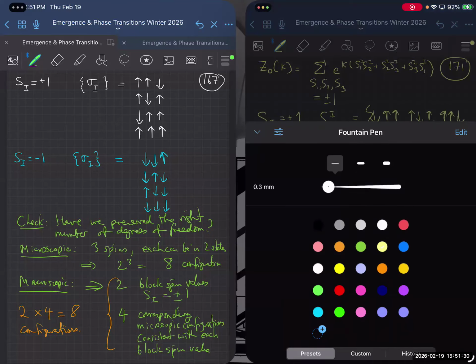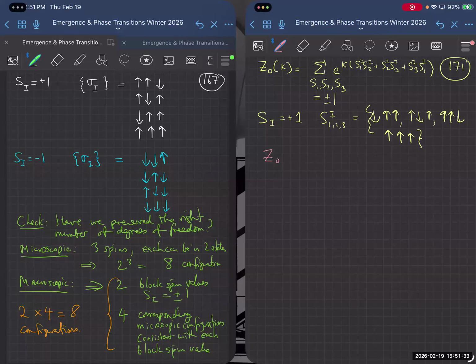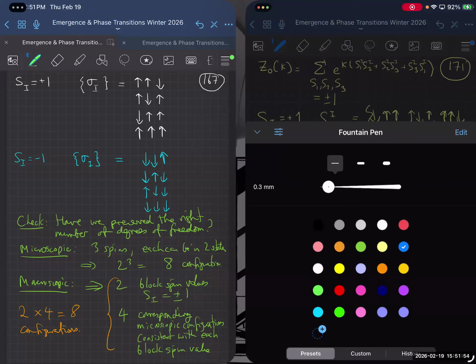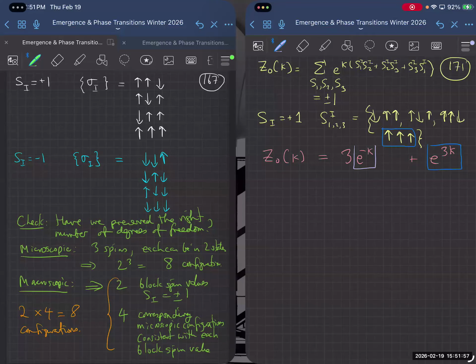And so if I plug those values into Z naught of k, S_i equals plus 1, I get Z naught of k is 3e to the minus k plus e to the 3k. And you can see where they come from. This e to the 3k comes from this configuration. And then these three e to the minus k's are these three, 1, 2, 3. And if you put those values into up here, then you will see you get 3e to the minus k. And so that's the value when S_i is plus 1.